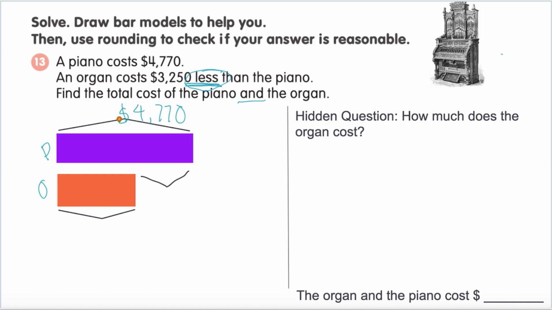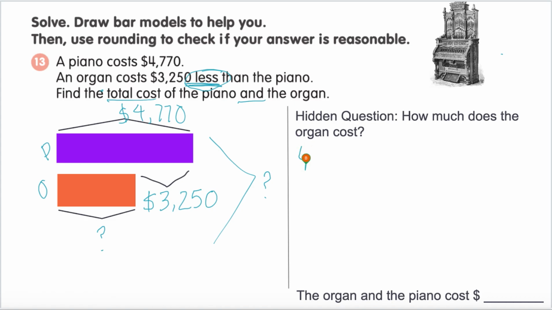All right, now looking at this sentence about the organ, it's not telling me an exact amount for how much the organ costs, but it's telling me how much less it costs than the piano. And that leaves the organ as the unknown value. That is my hidden question. I cannot answer the problem's question of the total cost of the piano and the organ until I find out the amount that the organ actually costs.